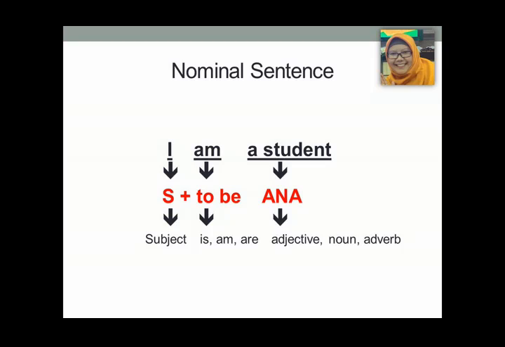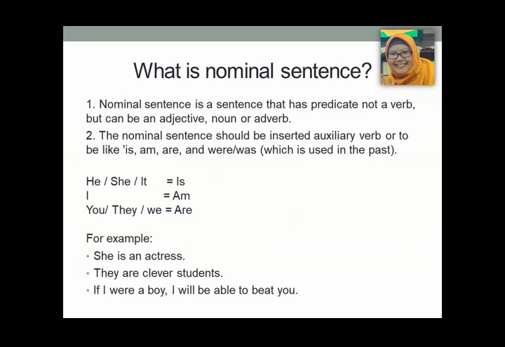So what is a nominal sentence? What is the difference between a nominal sentence and a verbal sentence? After having the diagrams, you will see a bit on the differences between nominal and verbal sentences. A nominal sentence is a sentence that has a predicate that is not a verb. You see, a sentence where the predicate is not a verb.